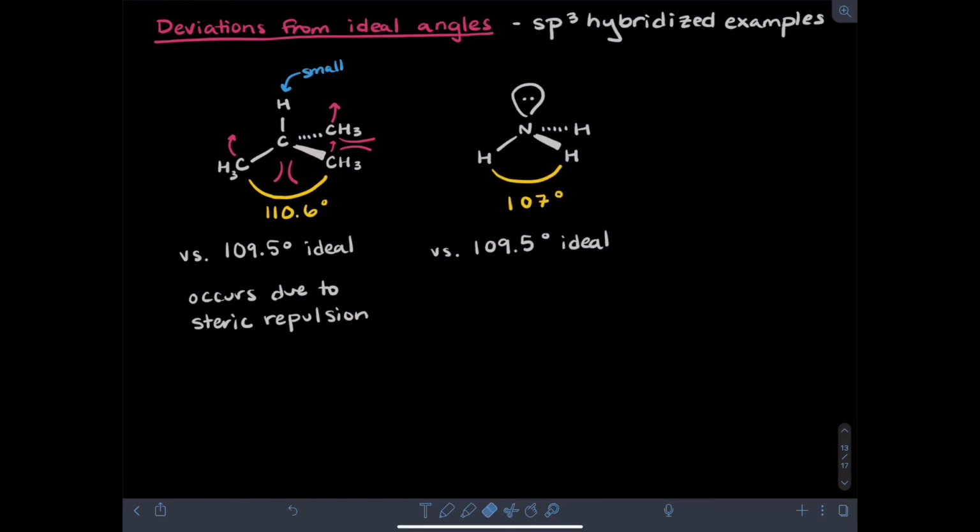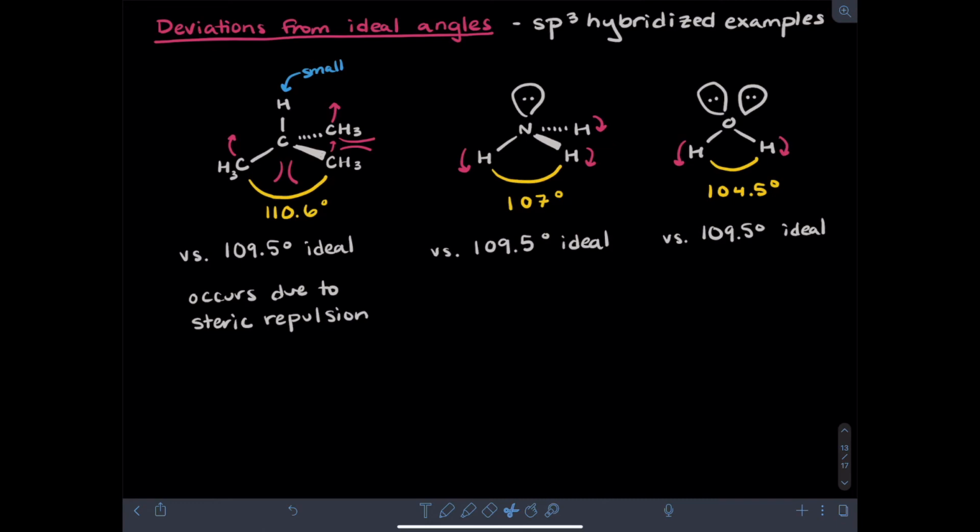An opposite effect, where my bond angle is smaller than the ideal one, shows up in ammonia. So in this case, the bond angle between the hydrogen, nitrogen, and hydrogen is 107 degrees. What this suggests is that the lone pair is pushing the hydrogens away, and as the hydrogens get further away from the lone pair, they get closer to each other, making the bond angle smaller.